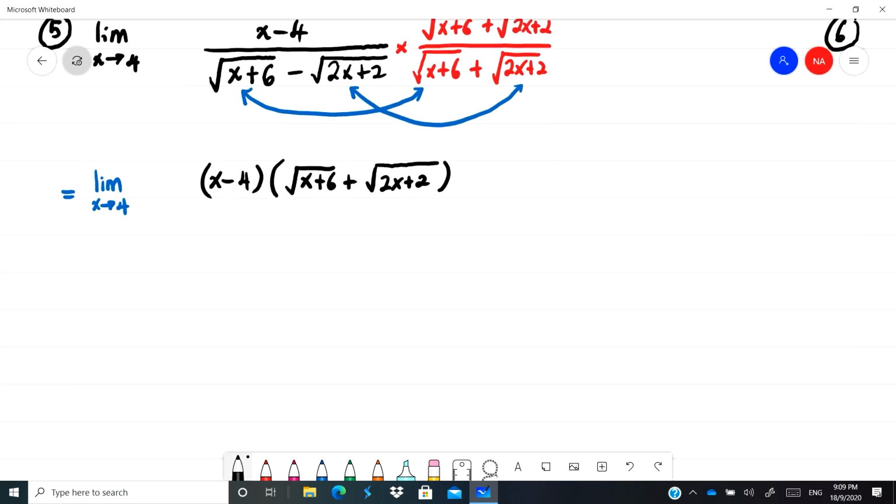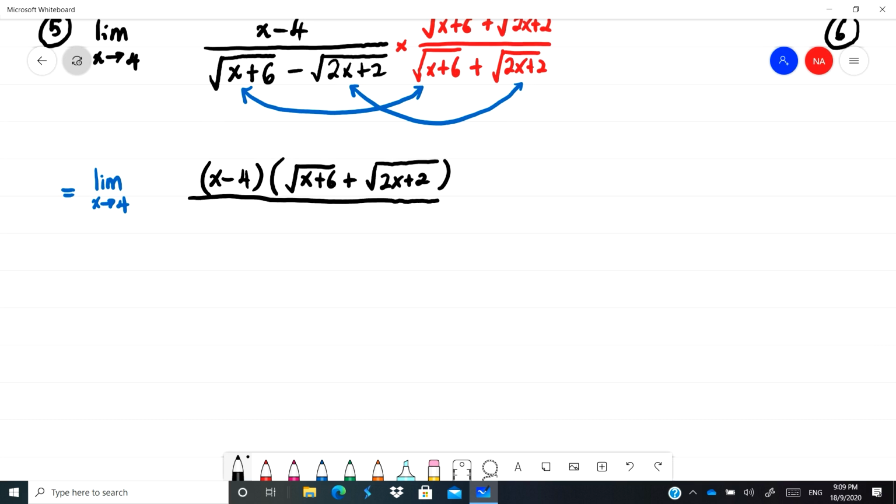Now at the denominator we are left with, I'm going to call this one the first part and this one the second part. The first part will be square root x plus 6 multiplied by square root x plus 6, so we'll have x plus 6. Then the second part will be, minus in the middle, and please put everything in the bracket, square root 2x plus 2 multiplied by square root 2x plus 2, which gives 2x plus 2. So we have something like this, and you have to expand.